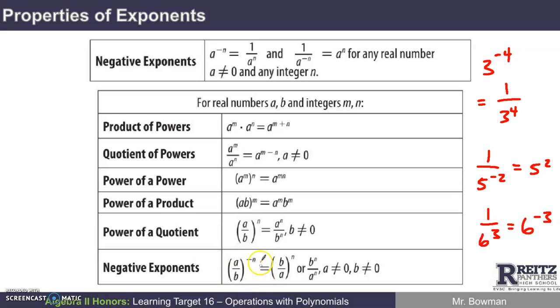And for negative exponents, if you have a fraction, a quotient, that is raised to the negative nth power, you could flip the order of the numerator and denominator and change the sign of the exponent. So a over b to the negative nth power is the same as b over a to the positive nth power. And in this example, this doesn't work unless a and b are both not 0. Because if b were 0, this would be an undefined value. And if a were 0, this would be an undefined value.